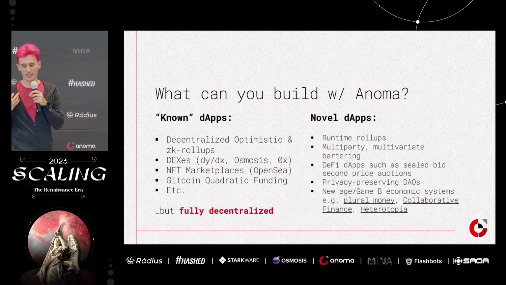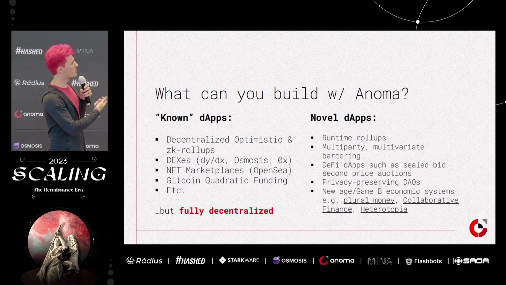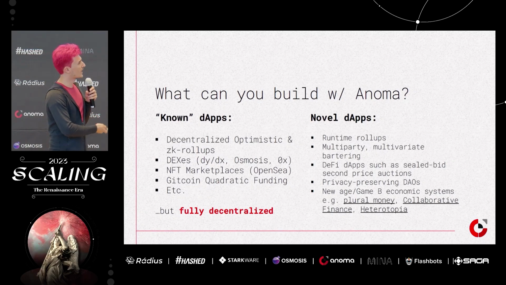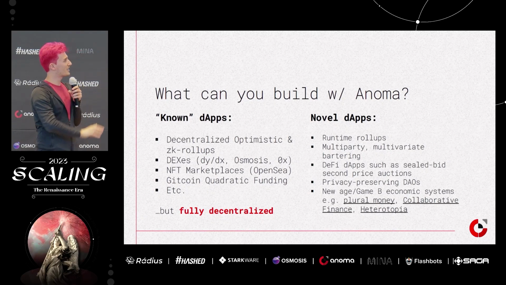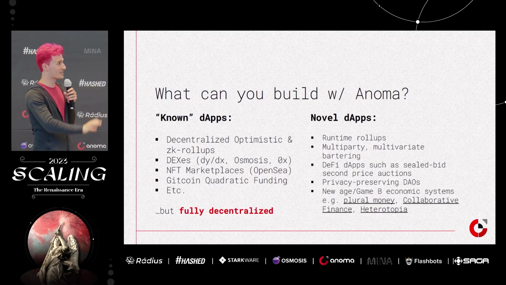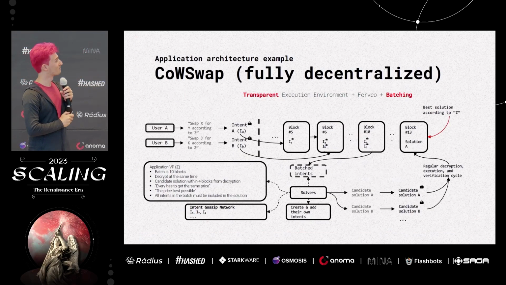And really, this is one of the fundamental reasons for this. Yeah, privacy-preserving DAOs as well. And then there's a bunch of more out-there ideas around plural money, collaborative finance, heterotopia. Again, if you're interested in them, talk to me later.